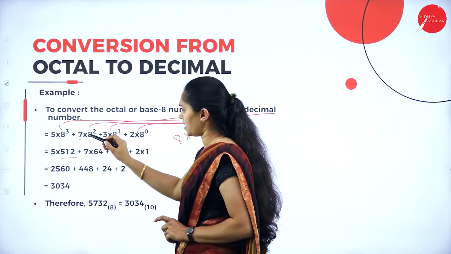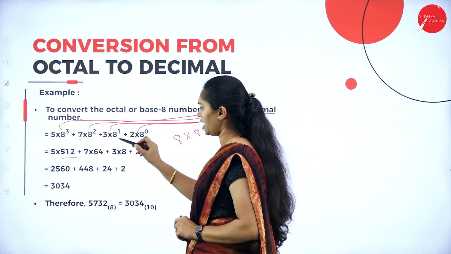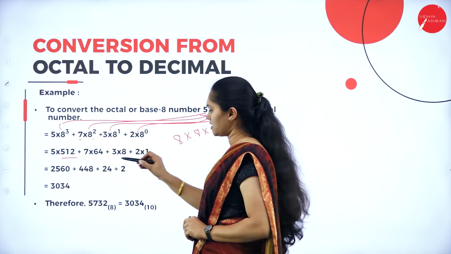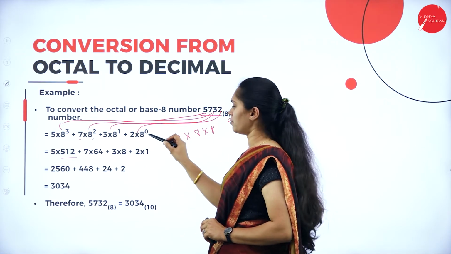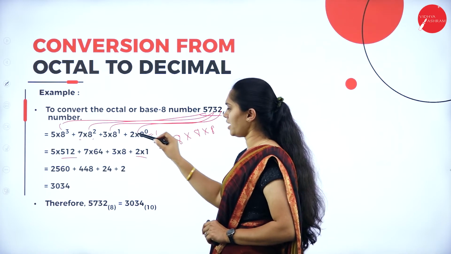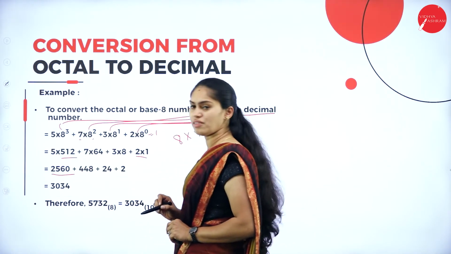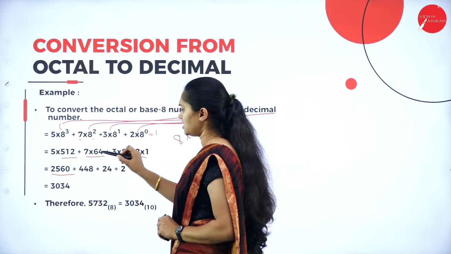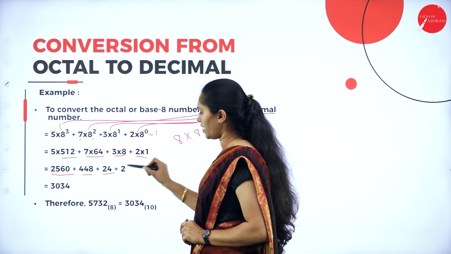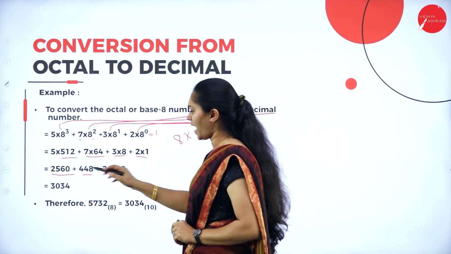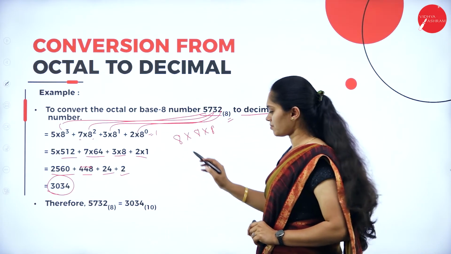Then plus 7 into 8 square, 8 into 8, 64, plus 3 into 8 power 1, that is 8 itself, 3 into 8, plus 2 into 8 power 0. Any number with power 0 is always equal to 1, so it will be 2 into 1. Then 512 into 5 will be 2560, plus 64 into 7 will be 448, plus 8 3s are 24, plus 2 1s are 2. If I add all these things, I am going to get 3034.